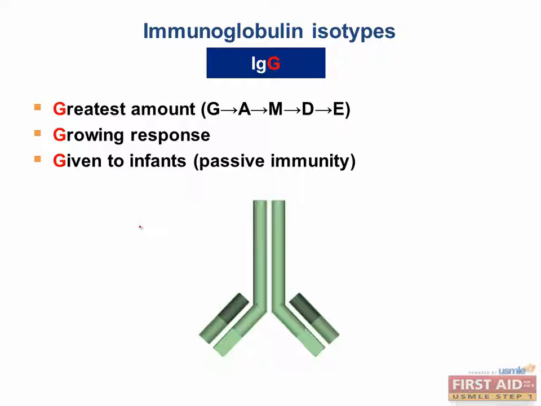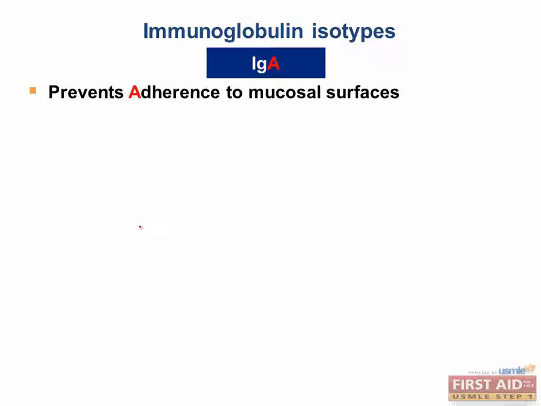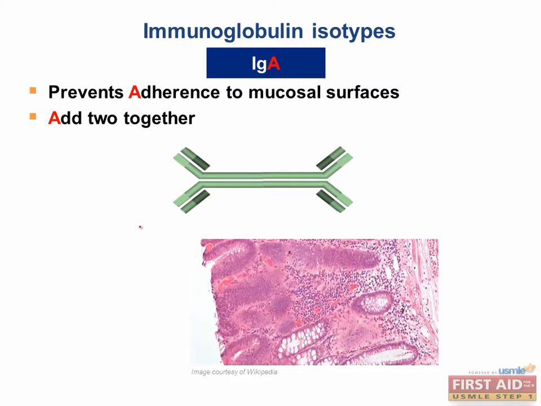All right, next one, IgA. A, you can think of, prevents adherence, with a capital A, to mucosal surfaces. And you add two antibodies together because it's a dimer of two antibodies, all right? And here we go. Here's a mucosal surface. That's where you think of IgA.